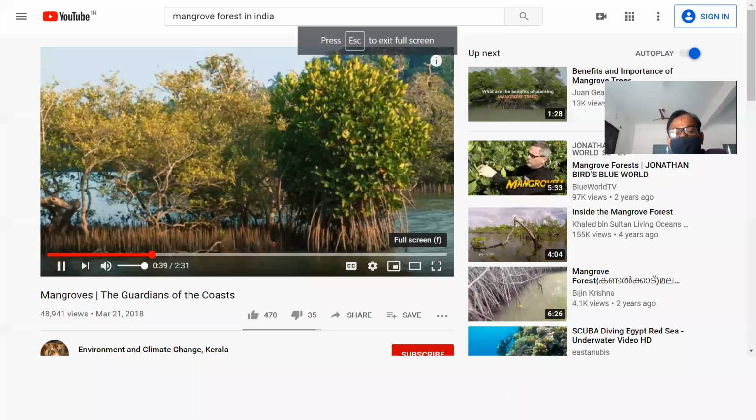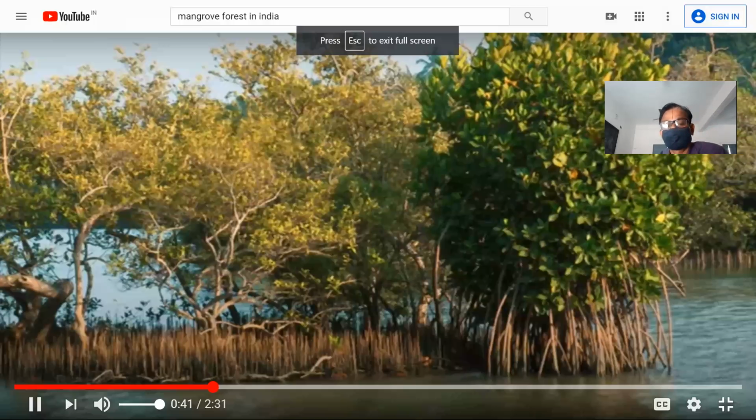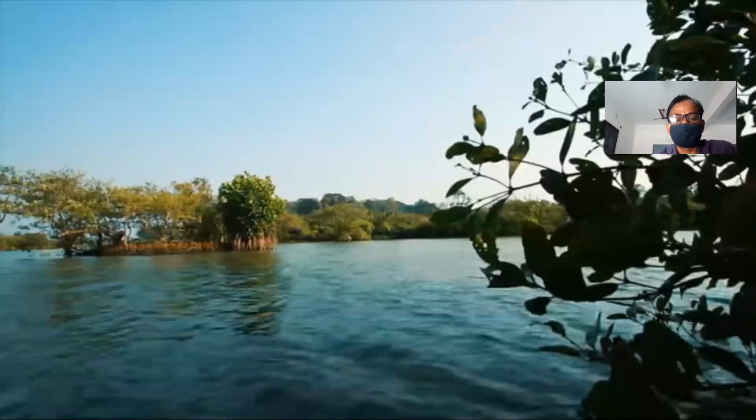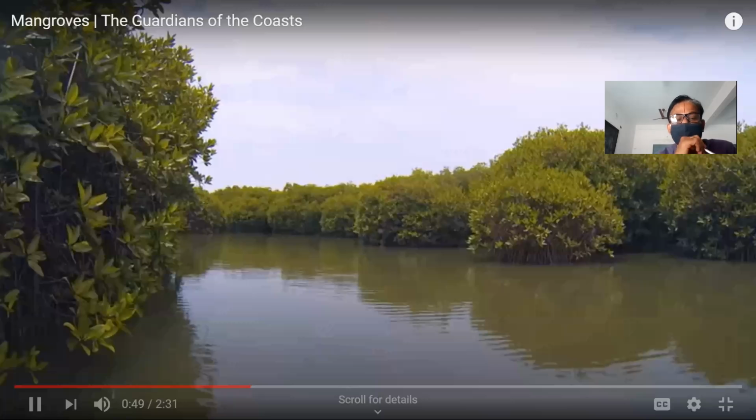See here, these are the marshy soils. The water is there, and the plants are growing there.